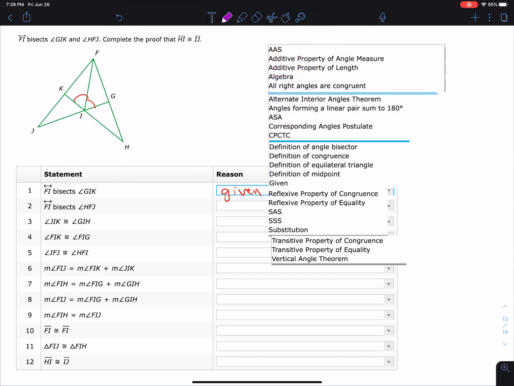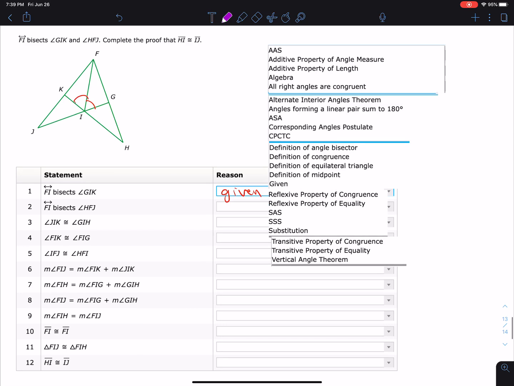FI bisects HFJ. Okay, so these guys are congruent. Also a given. They're given up top. Now I need to prove that parts are congruent. So guys, to be perfectly honest, I know this very last bit is going to be CPCTC. I'm looking through this proof here. What I see here is additive property of length.